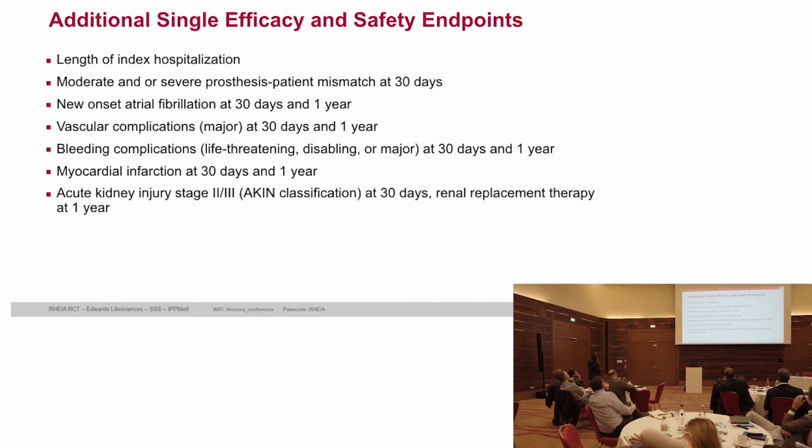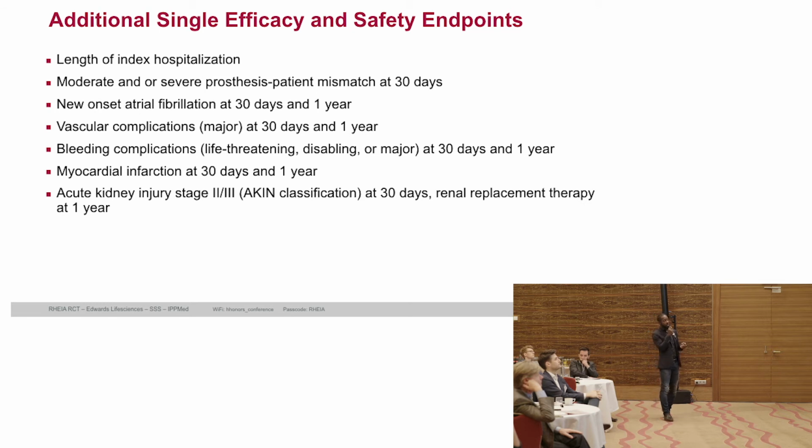So apart from the primary endpoint, we will assess some efficacy and safety endpoints: the length of hospitalization after the index procedure; as Nikolaos and other surgical colleagues have discussed, the occurrence of moderate or moderate to severe patient prosthesis mismatch at 1 month; and new onset atrial fibrillation at 1 month and 1 year, because this is something we need to understand, because it may impact the treatment of the patients in the future. Maybe women have more susceptibility to develop atrial fibrillation post-TAVI or surgery. We don't really know that, and we're going to see that in this trial.